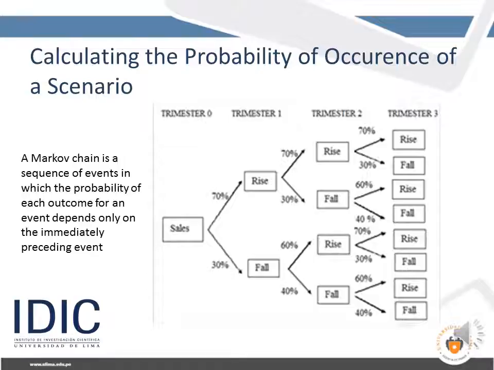So we have three trimesters where only two scenarios can happen. The sales can rise, the sales can fall, each one with its own probability of event. Based on this prediction of scenarios, we are going to calculate the amount of information that we have from the scenario, and also for how much time we can make a certain planning.